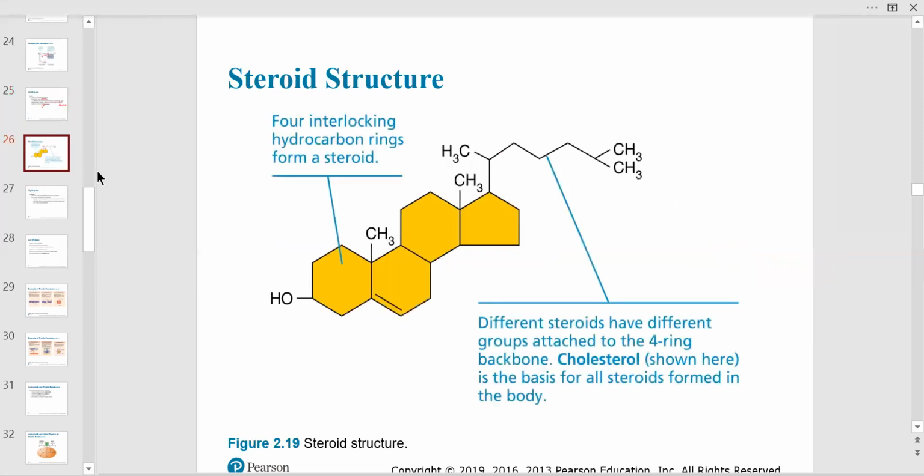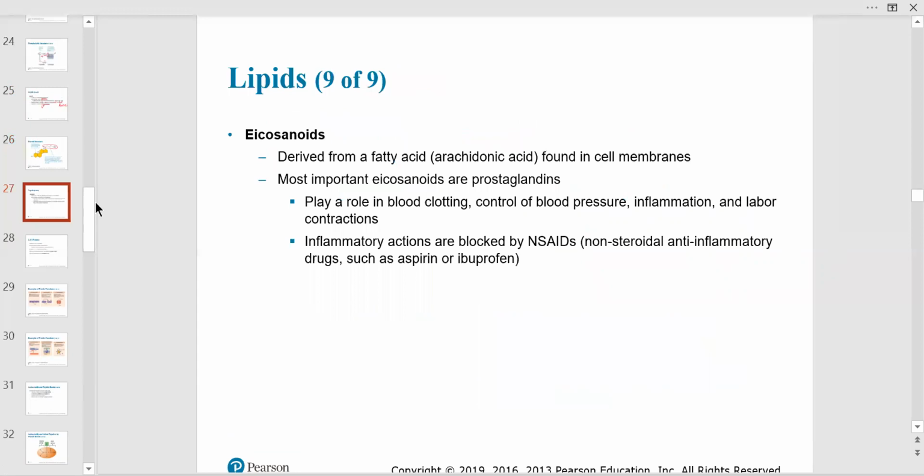Here's what it looks like. Three 6-carbon rings and one 5-carbon ring. Again, this is the part that changes between different structures. This is cholesterol. So if you add different structures up here, you'll get testosterone, estrogen, very similar. In fact, your body can convert estrogen to testosterone if it has to, or testosterone to estrogen if it has to. So again, that's more of an endocrine topic.